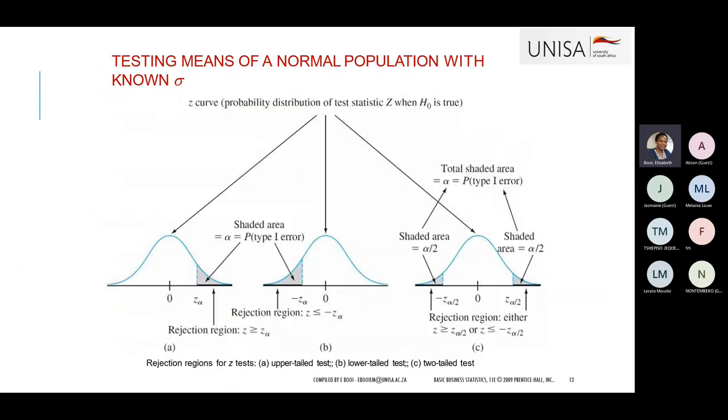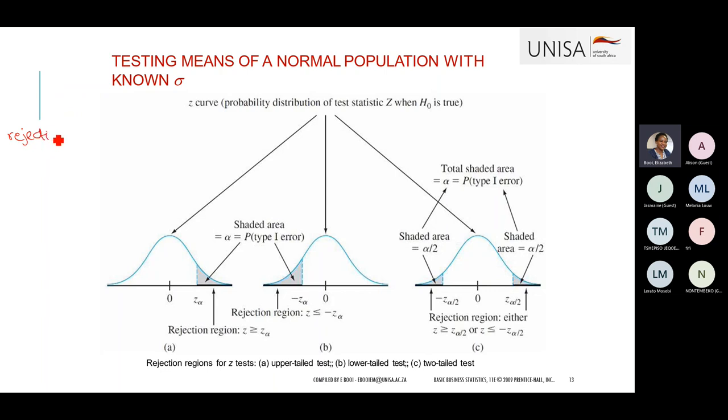Okay, so this is almost exactly the same as what I've just explained in terms of where you find your region of rejection and how you make a decision. But remember I told you that there are two ways of making a decision: either by using the region of rejection, or what we call the critical value.